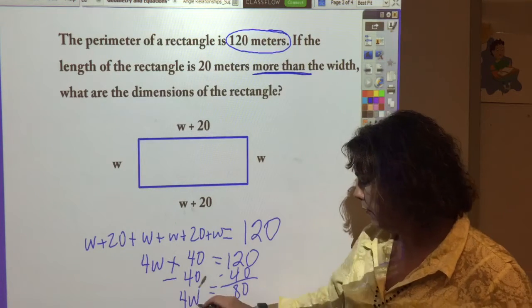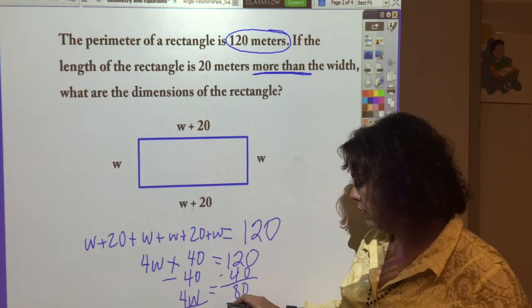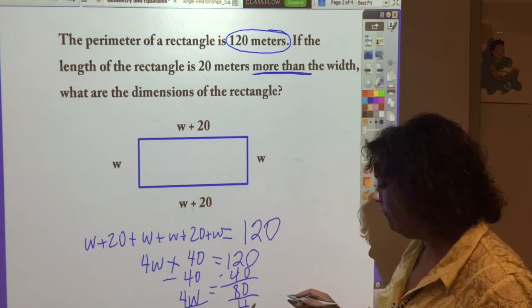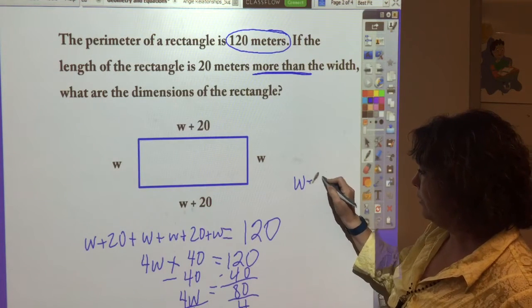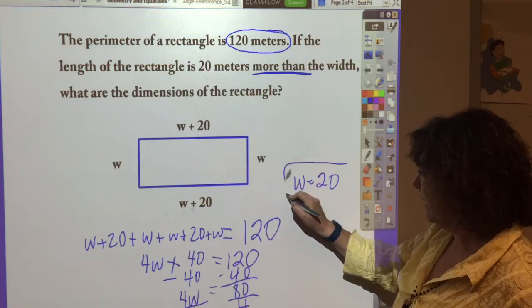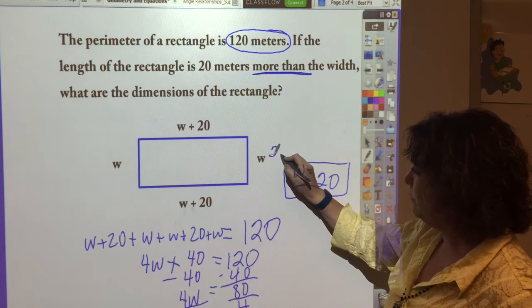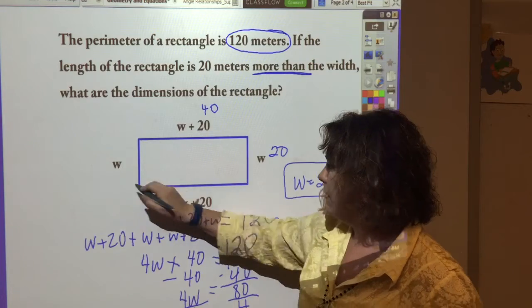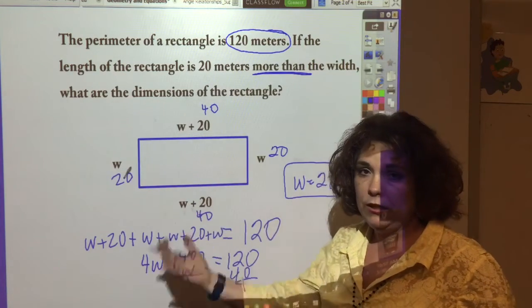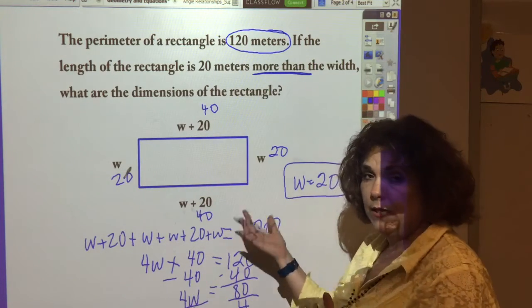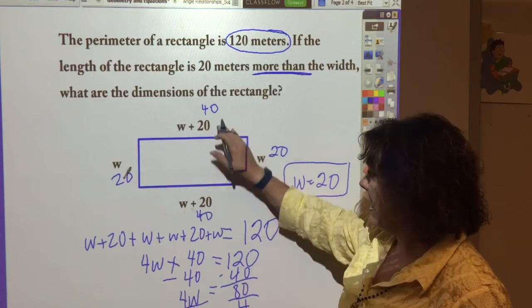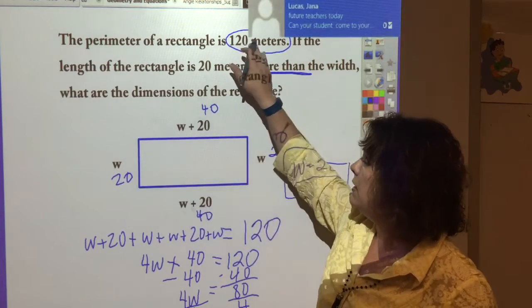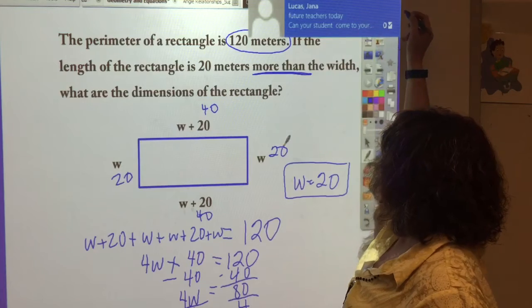Sorry, I'm getting low on the board on this. Then divide by 4, and so we would get W equals 20. That would be our answer. And so this would be 20, and this would be 40, and this would be 40, and this would be 20 if we substituted it back in. If we have answer choices, we could do that. And then we could add these up and see that it does equal 120.